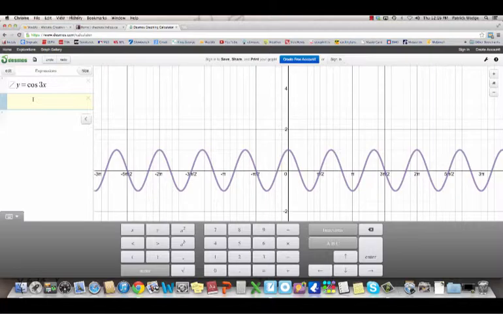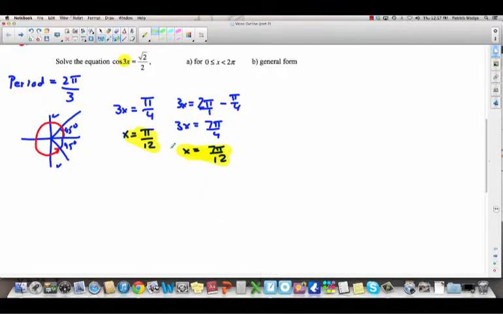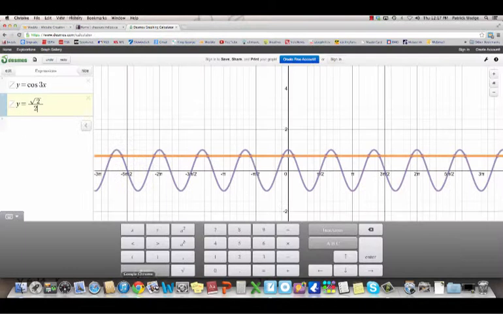And the other side of the equation was root 2 over 2, right? And there's our root 2 over 2. So here's our answers. One answer should be at pi over 12. Another one should be at 7 pi over 12. Did we get those ones? Yes, pi over 12 and 7 pi over 12. But you see, that's not all the answers. We also have this answer, and this answer, and this answer, and this answer.